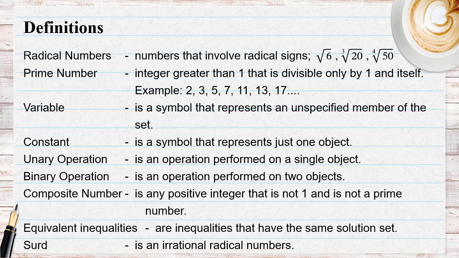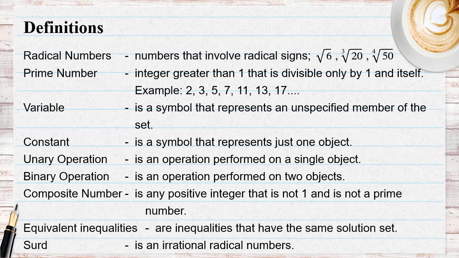Radical numbers: numbers that involve radical signs, such as square root of 6, cube root of 20, fourth root of 50. Prime number: an integer greater than 1 that is divisible only by 1 and itself. Example: 2, 3, 5, 7, 11, 13, 17.